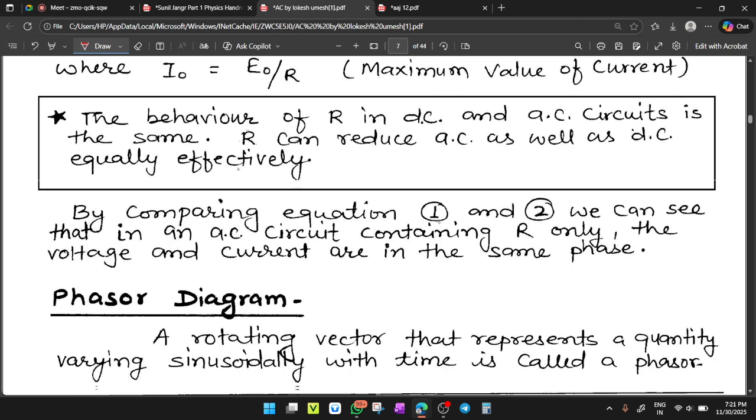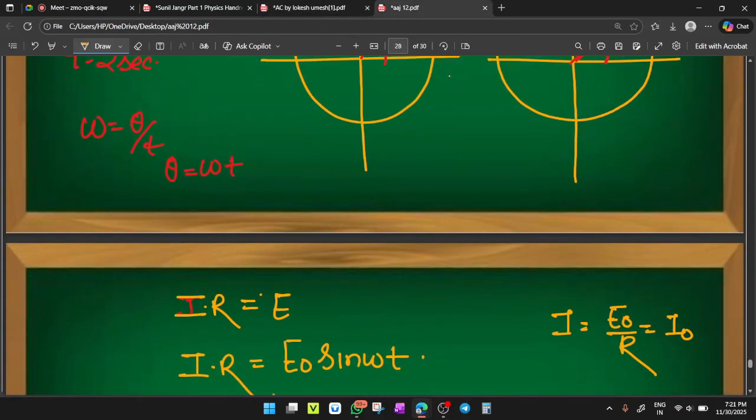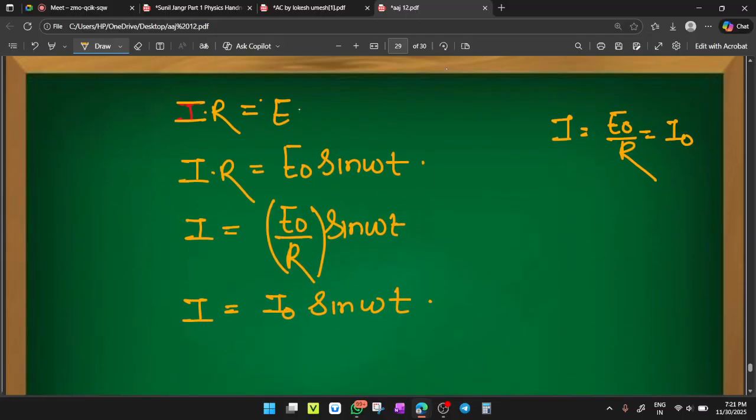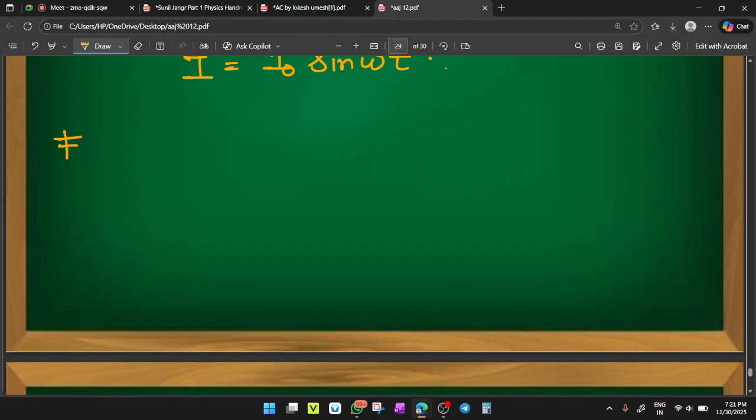By comparing equation 1 and 2, we can see that it is an AC circuit containing R only. The voltage and current are in the same phase. Now analyze these two equations. First you have the applied EMF equal to E naught sin omega t.